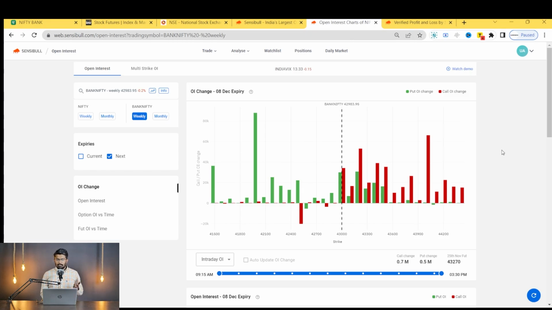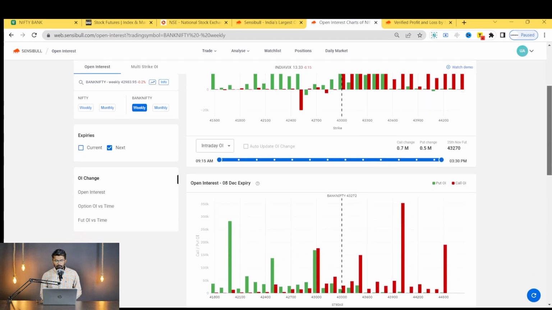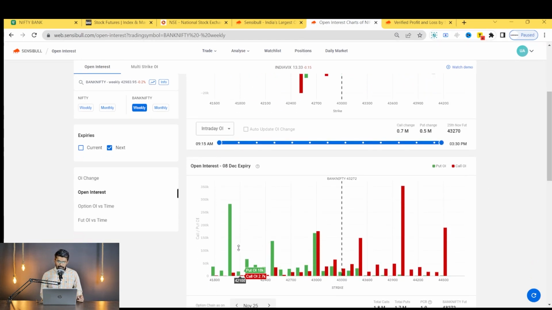And open interest wise, if you see, it is scattered all over the place. We are looking at Bank Nifty open interest, where you can see 42,000 can act as a support, and 44,000 can act as a resistance.